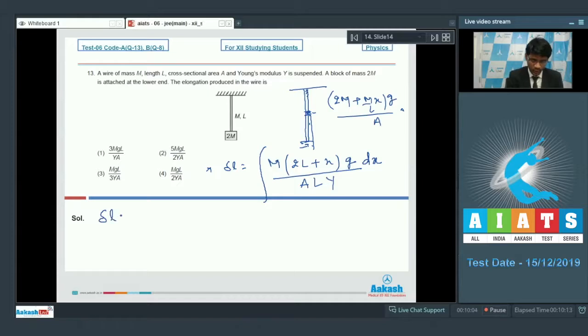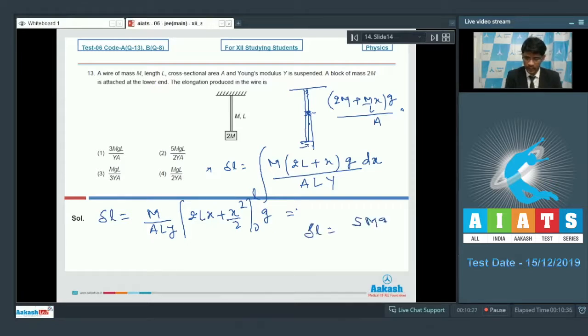So integrating this part, we'll be getting this value as M divided by ALY, into (2L x plus x squared divided by 2) from 0 to L, and it is into g. So evaluating this part, we are getting the total extension as 5 MgL divided by 2YA. So for question number 13, we are getting option 2 as the correct answer.